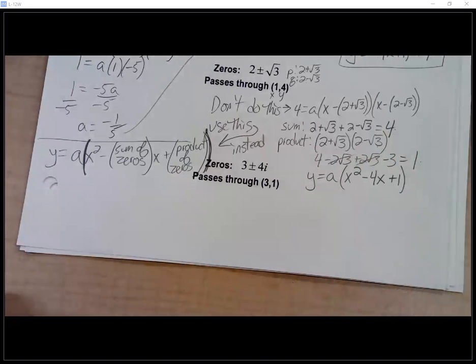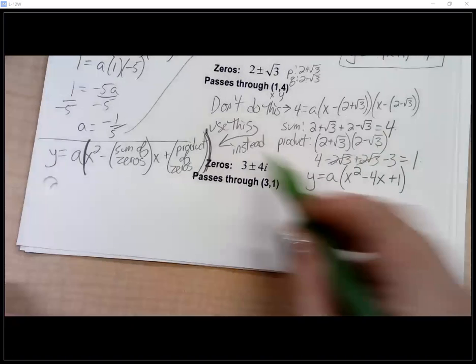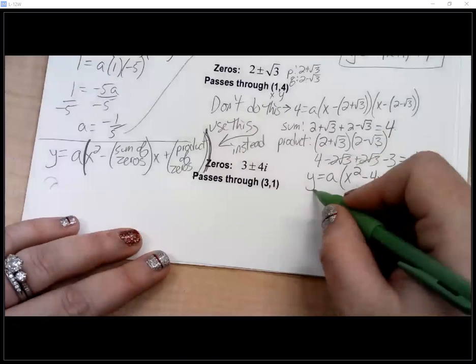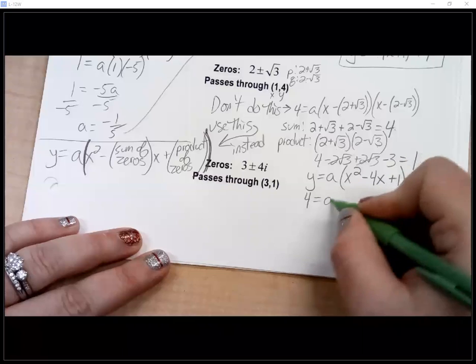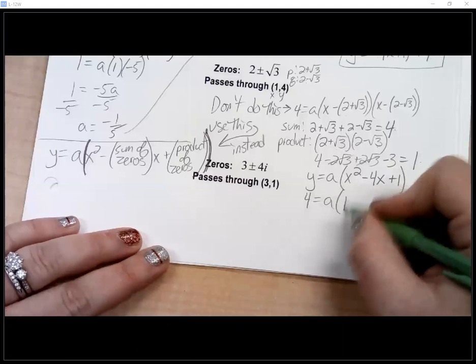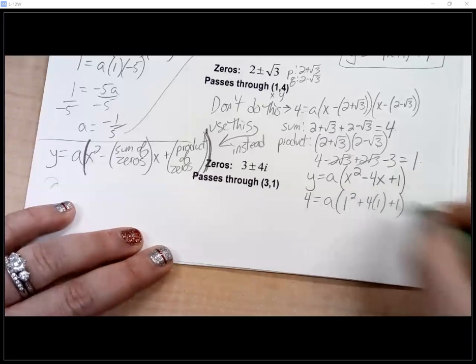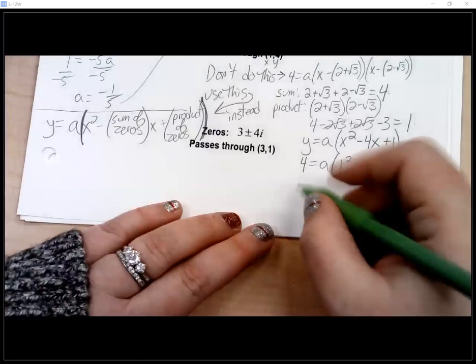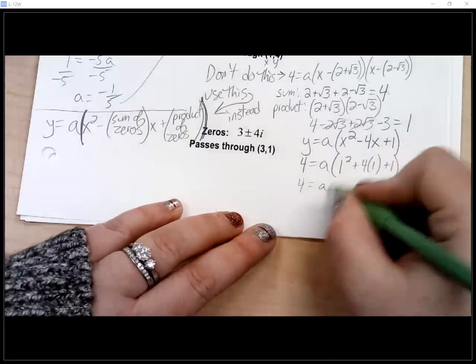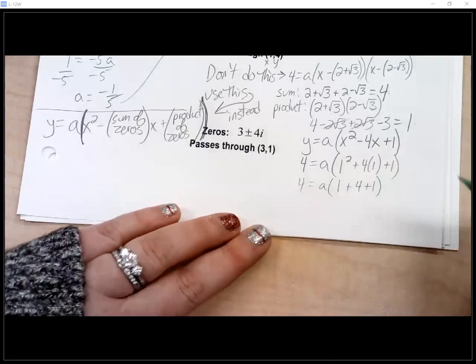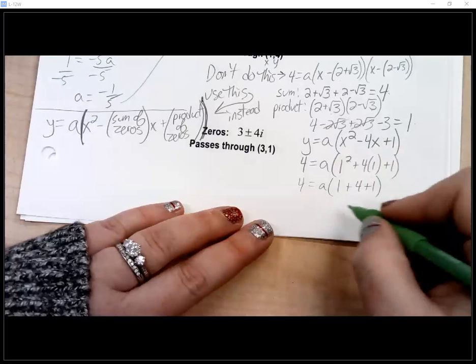And now all I have to do is go ahead and plug in that X and Y and I can solve for A. So Y is 4. I don't know what A is, but 0 in this case is a 1. So 2/3.